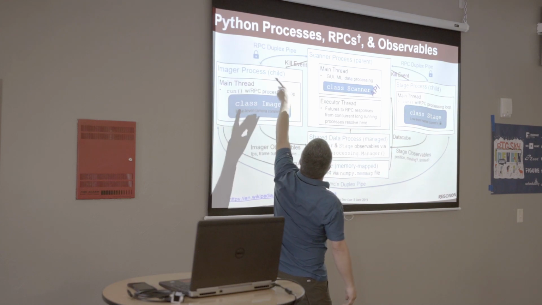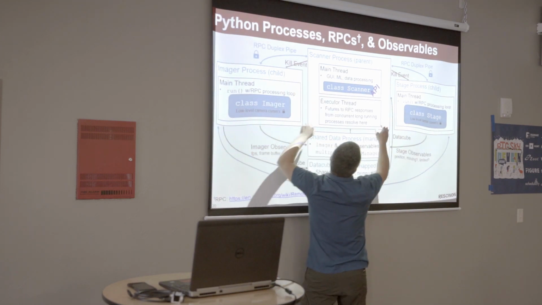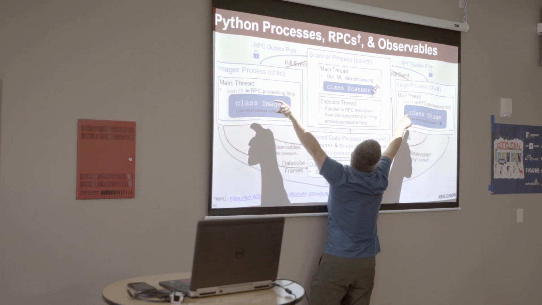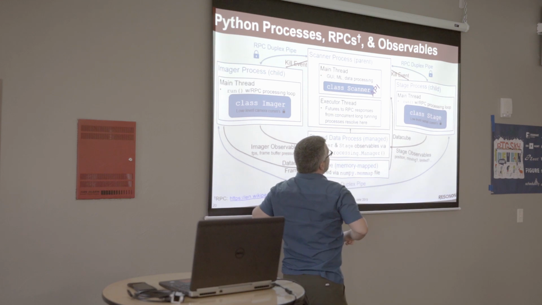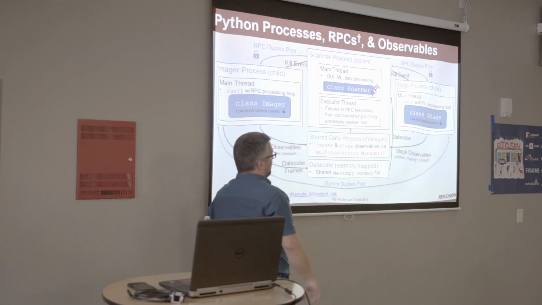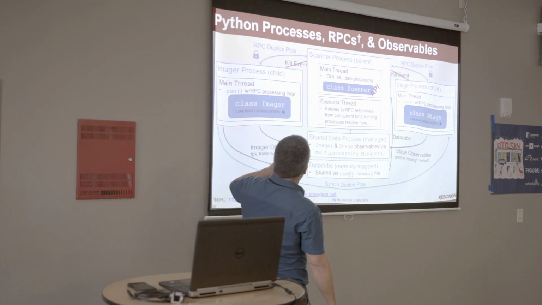There's basically a remote procedure call, duplex pipe. So when the scan wants to start, it can send signals to both of these guys that you're about to start a scan. There are locks on those because you don't want to start another scan while you're in the middle of a scan. So that's like a high-level lock.